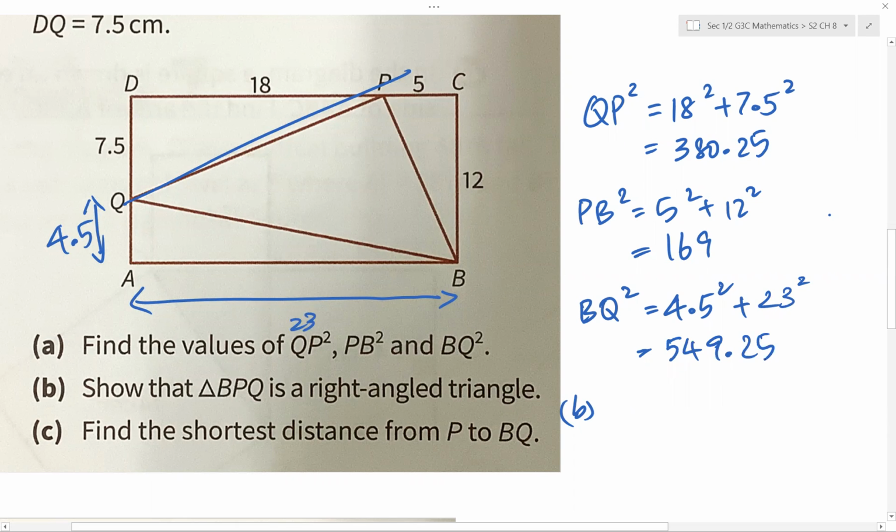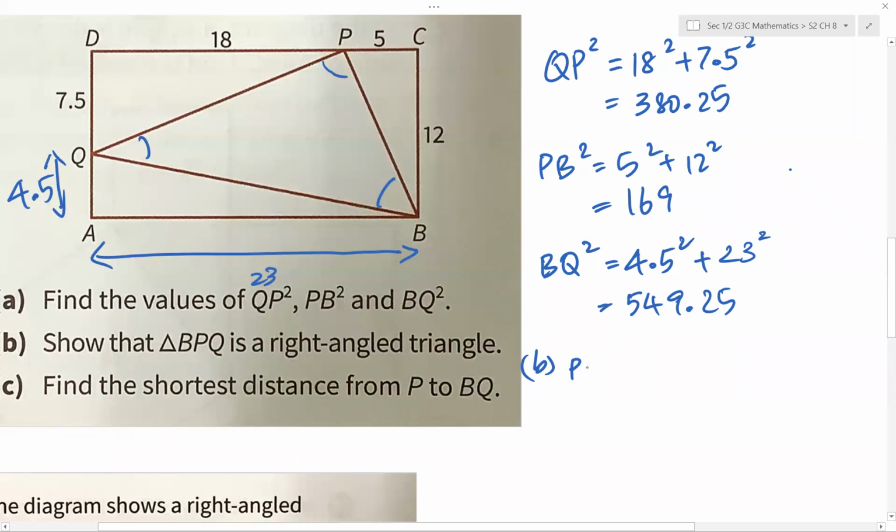Okay, thank you. Now part B, show that this is a right angle triangle. Which of these angles do you think is going to be the right angle? Looking at the diagram, which one is going to be the right angle? Angle P, isn't it? Therefore, we should try and find the sum of the squares of QP square and PB square. Add them up, the squares, and you see whether it is the same as QB square. That is our approach. So let's write that down.